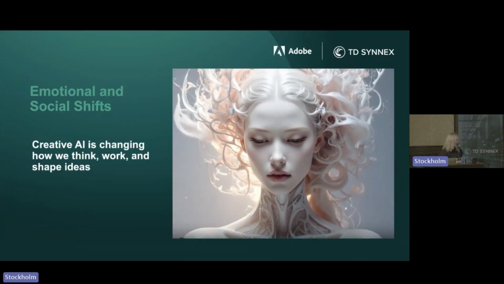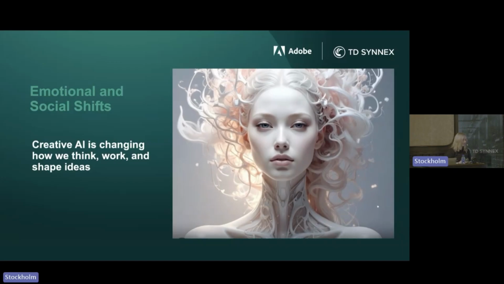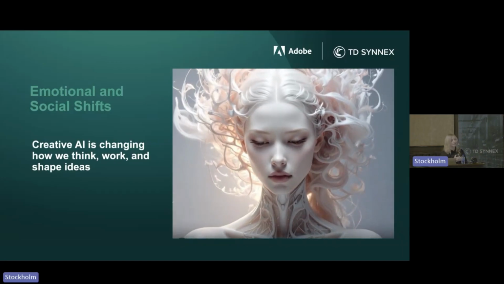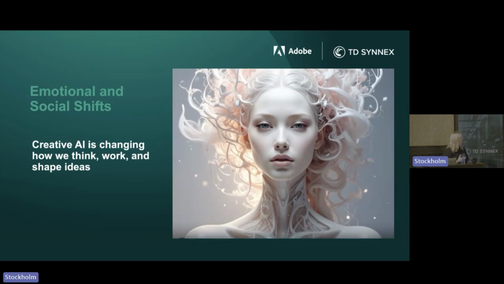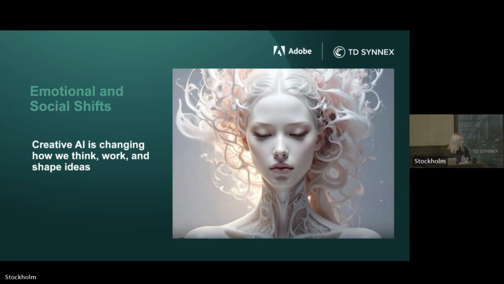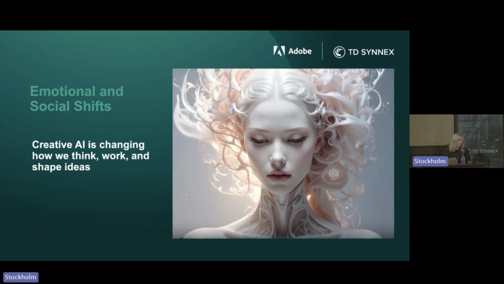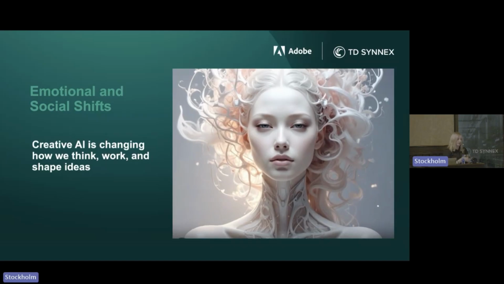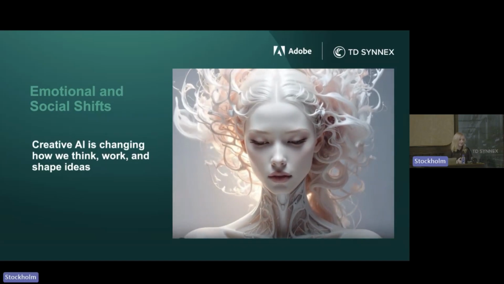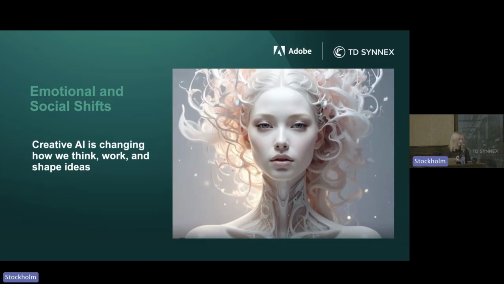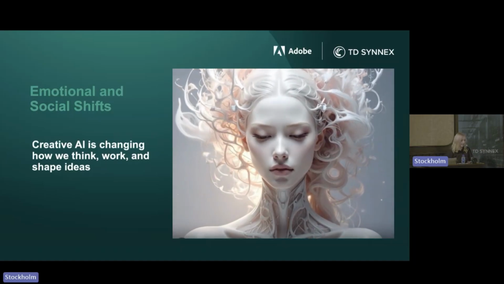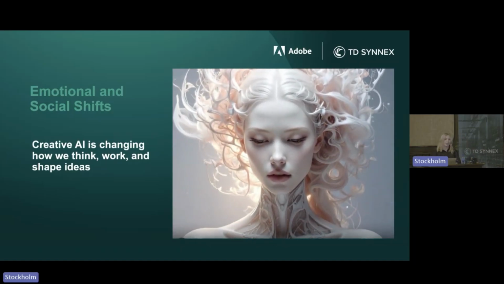Emotional and social shifts are something that I tend to look at when we're talking about AI. Creative AI is changing how we think, work, and shape ideas. Collaboration now includes digital agents that listen, learn, and co-create. This isn't replacing the human spirit, it's extending it. It is curiosity, collaboration, and innovation.